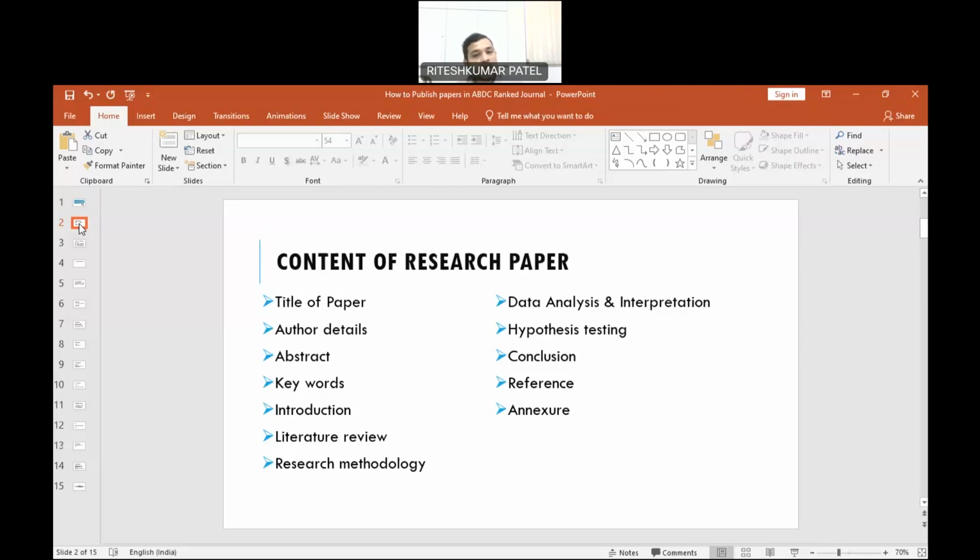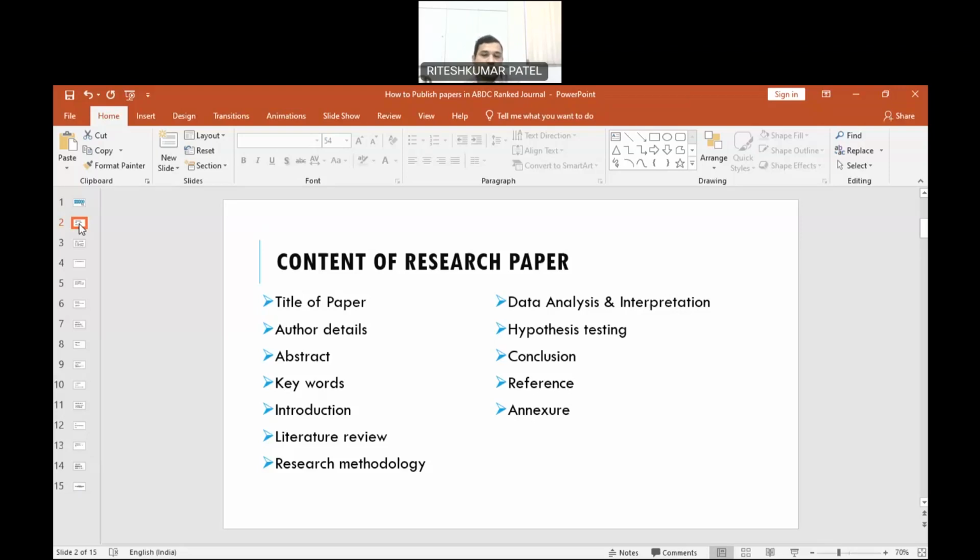Then we'll move to the data analysis and interpretation, where we will actually apply our data, perform an analysis and then decide what to do and what not to do. Then we will go with the hypothesis testing, where we will be checking hypotheses. Now see, it's not compulsory to have hypothesis testing in a paper. There are many papers where there are no hypotheses. So it depends. You may or may not require hypothesis testing.